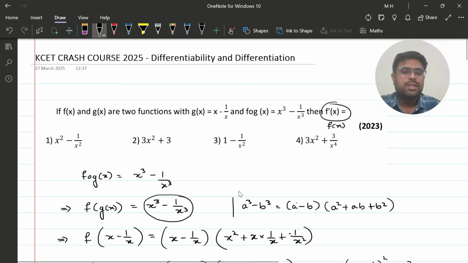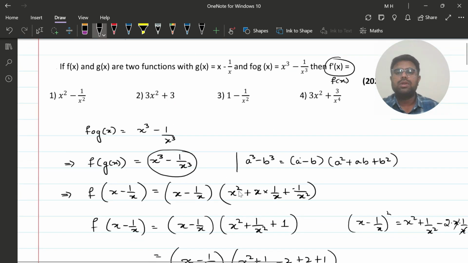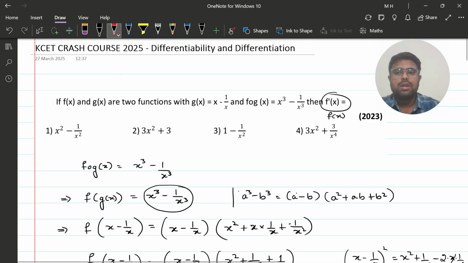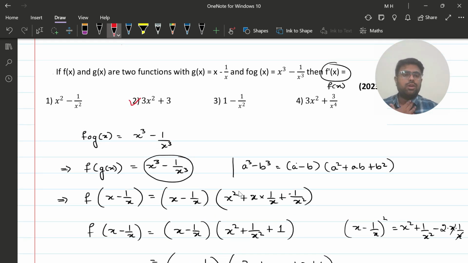Now what they have asked is f dash of x. So what is going to be f dash of x? F dash of x is going to be 3x square plus 3. So therefore I think it is option 3x square plus 3, right? So it is option 2. The second option is correct, seems to be almost obvious, right?